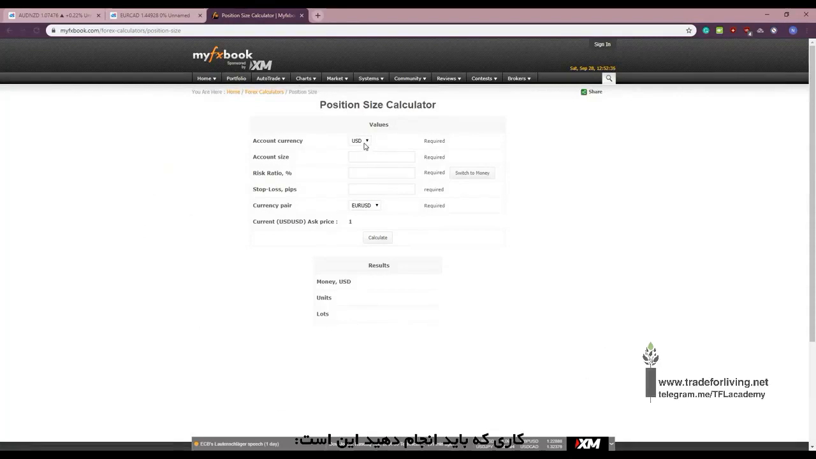Now, what you're supposed to do on this page is just put inside the balance of your account. Let's make an example. Let's put 100K. We want to risk 1%. Now, how many pips is your stop loss and which currency pair are you trading?